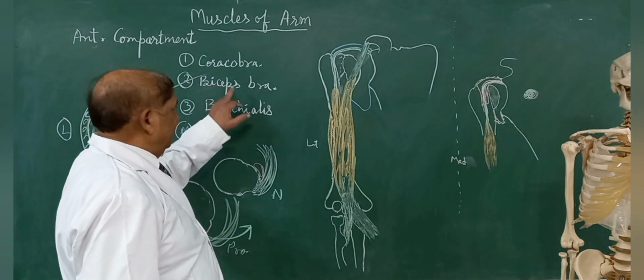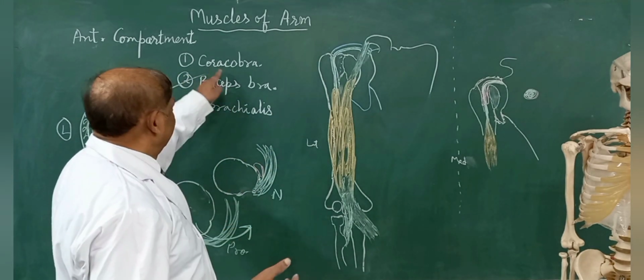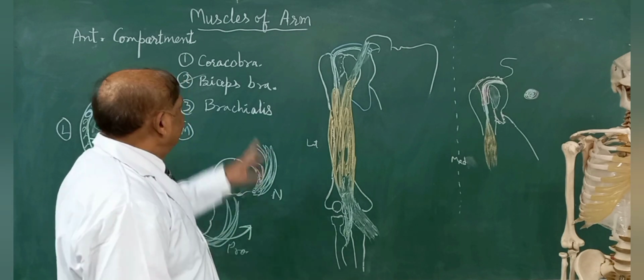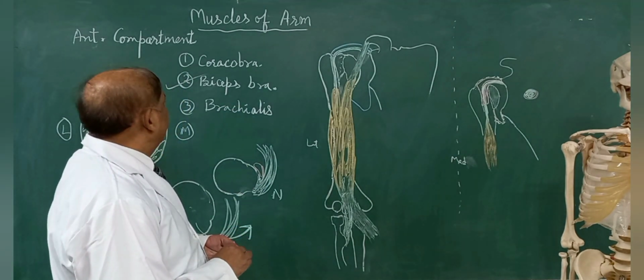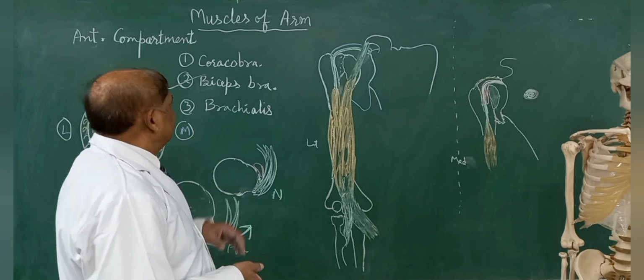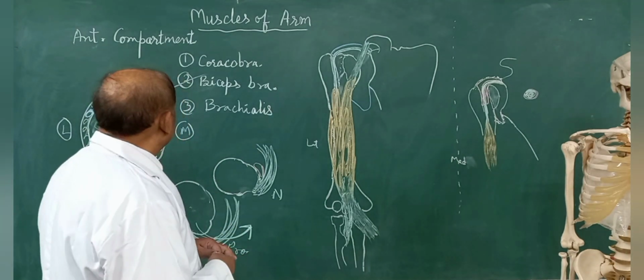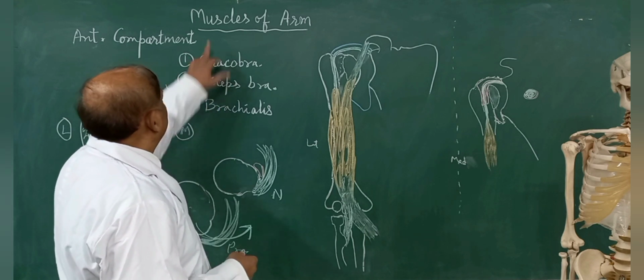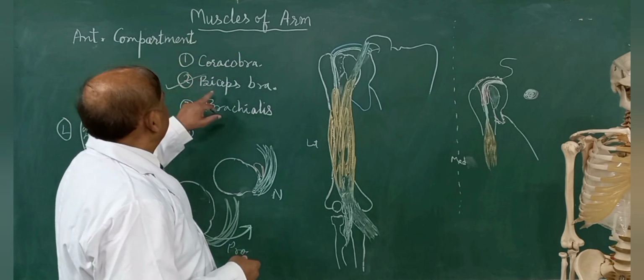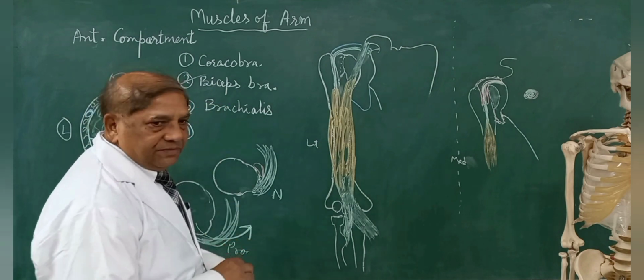The nerve supply of the biceps is the same as we have learned for the coracobrachialis, and it is the musculocutaneous nerve, the root value C5, C6, and probably sometimes C7 also. I hope that this completes the second muscle of the front of the arm, the anterior compartment, the biceps brachii.